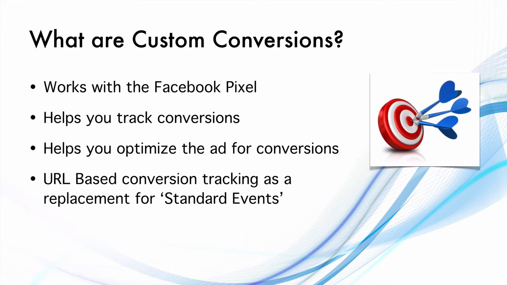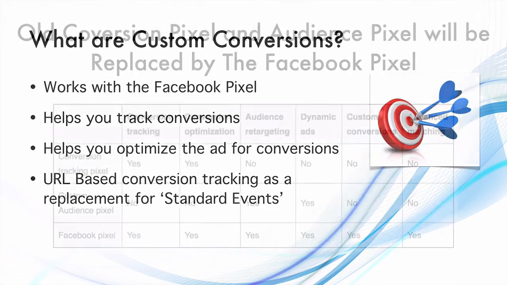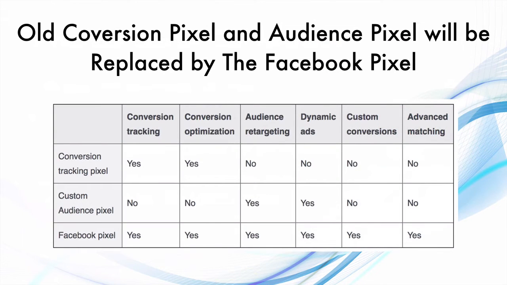To explain more, let's move on to the next slide. So what happens is that there was something called a conversion pixel, and then there was something called audience pixel, which was used for retargeting, and these were two separate types of scripts by Facebook. But Facebook pixel was launched recently, and the Facebook pixel goes ahead and does the job of both the conversion pixel and the audience pixel, as well as has some new features.